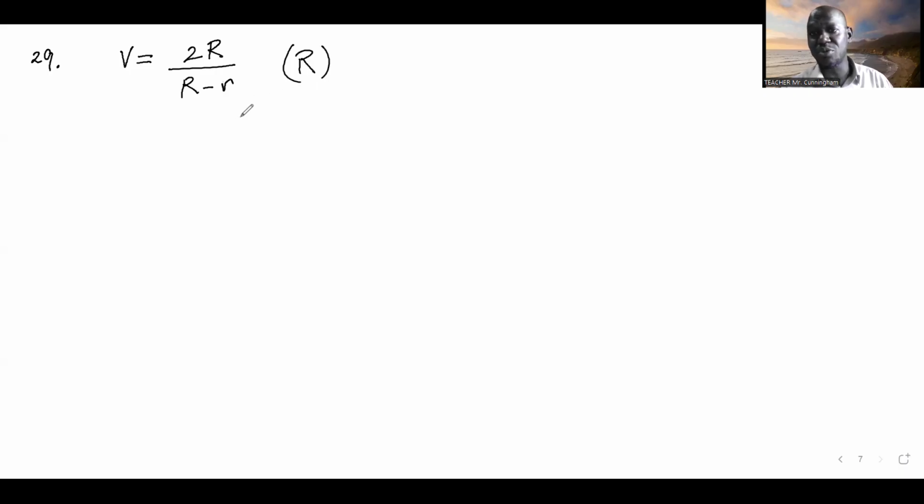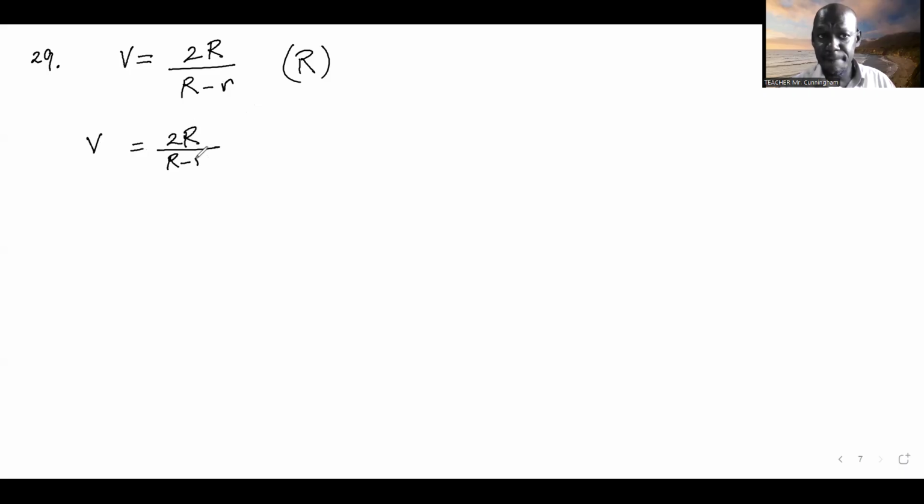So we have, this was number 29. Watch carefully, people. V is equal to 2R over R minus common R. We're making capital R the subject of the formula. What's the first thing we must do, Matthias? That we learn all day? We have to remove the fraction by multiplying both sides by?